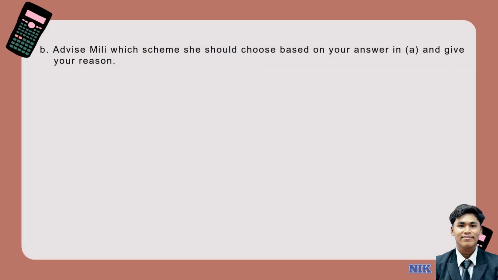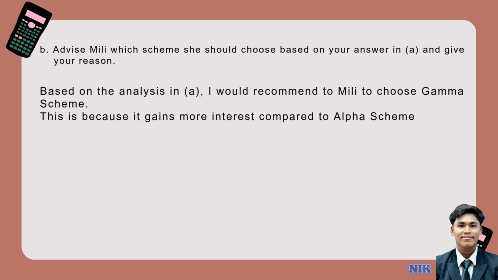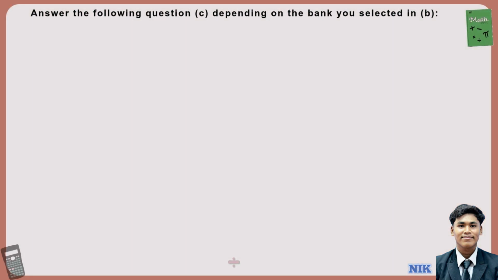Question B. Advise Millie which scheme she should choose based on your answer in A and give your reason. The answer is, based on the analysis in A, I would recommend to Millie to choose gamma scheme. This is because it gains more interest compared to alpha scheme. Answer the following question C depending on the scheme you selected in B.